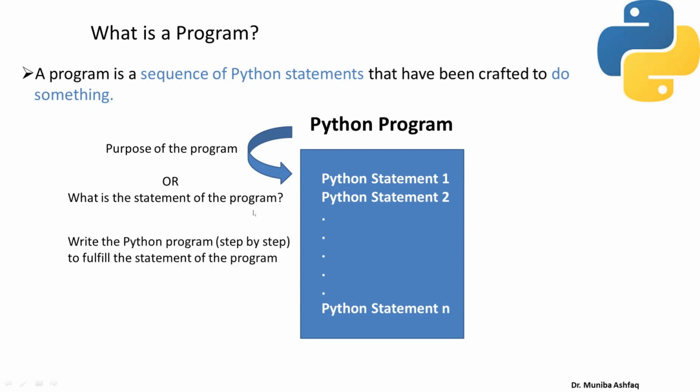We have to write the Python program step by step to fulfill the problem statement. We have to arrange these statements in such a way that they make proper sense, that they make the correct logic of the program, and we get the correct results at the end. So we have to take care of the syntax of the programming language, which is actually the grammar rules. We have to follow them to write a correct Python program. Not only this, but also the sequence of steps that we are going to take to get the desired result.